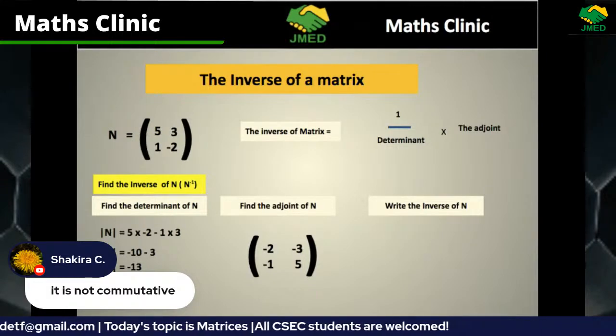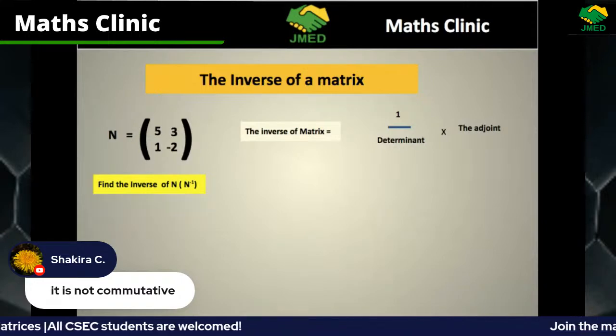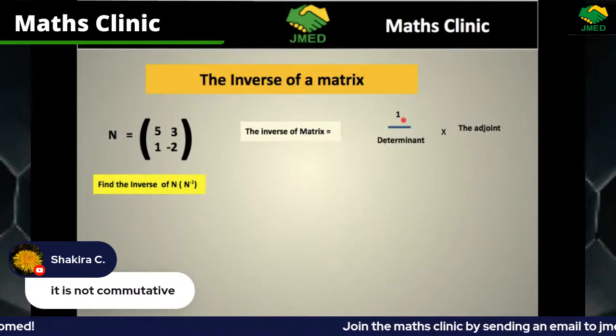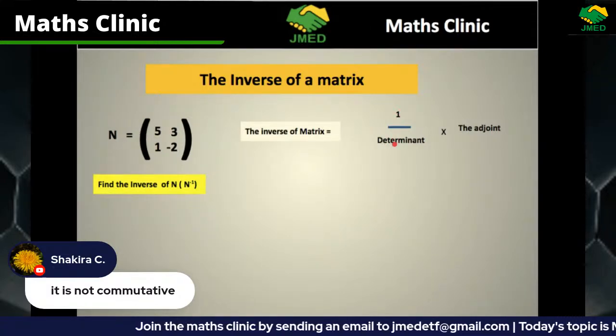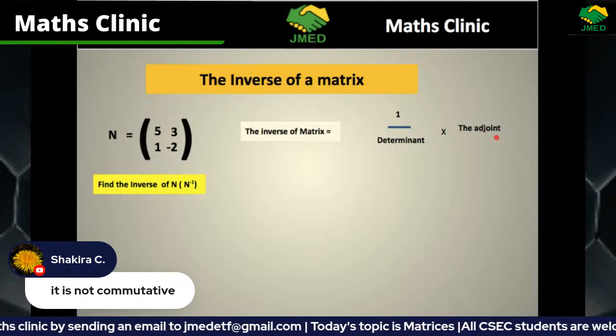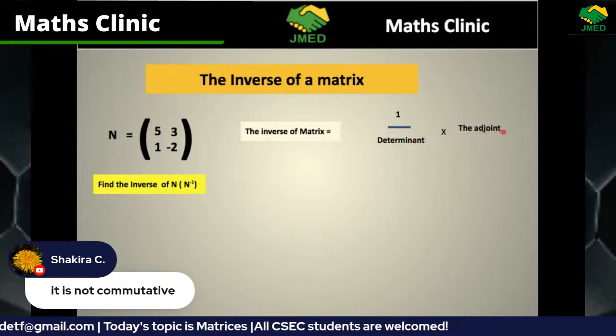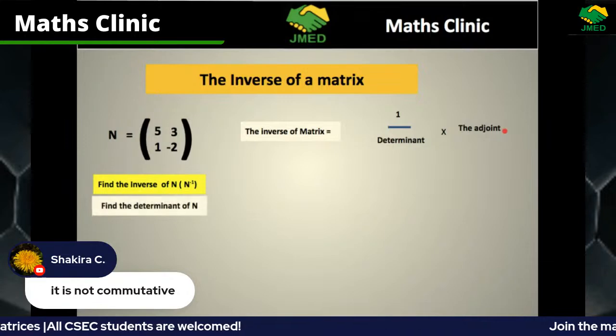Remember, the procedure: we know that to find the inverse of a matrix, it's 1 over the determinant. We know how to find the determinant already. We also multiply that by the adjoint. So we're just going to find the determinant, find the adjoint, and then put it together. That's all. So first step, find the determinant.